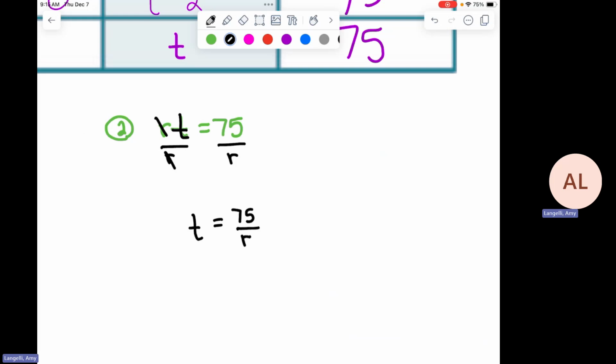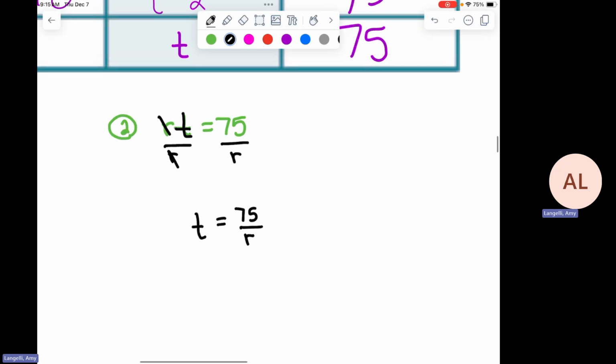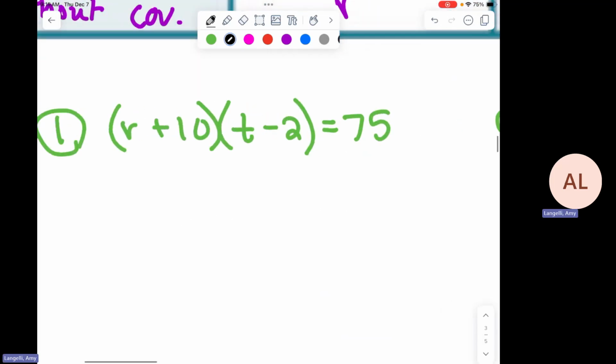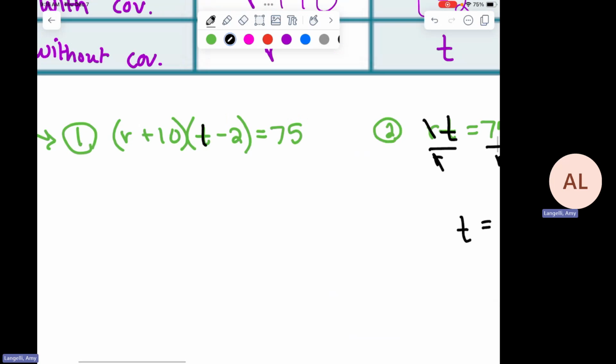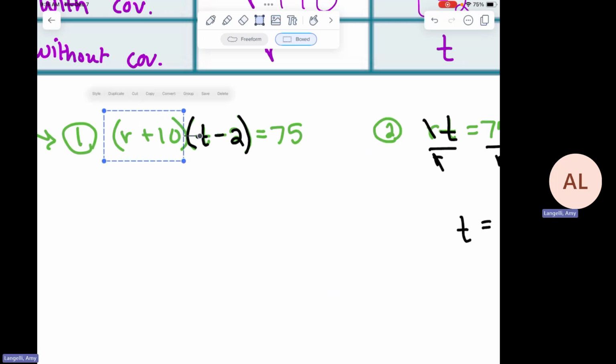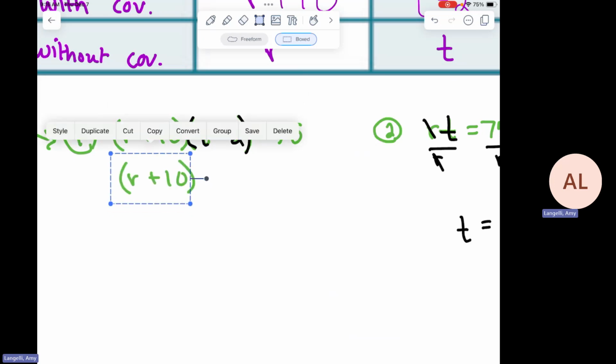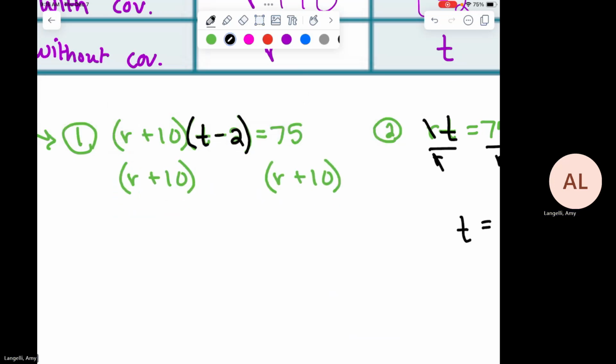Now, I did that one first for a reason. Definitely easier. We're going to venture into the other one. That one's going to create a few issues. So let's venture in over here. Our goal is to get T by itself, which means I've got to get this whole thing by itself first. How do I get that whole thing by itself? What should I do? Good. Excellent. You're going to divide by r plus 10 on both sides.